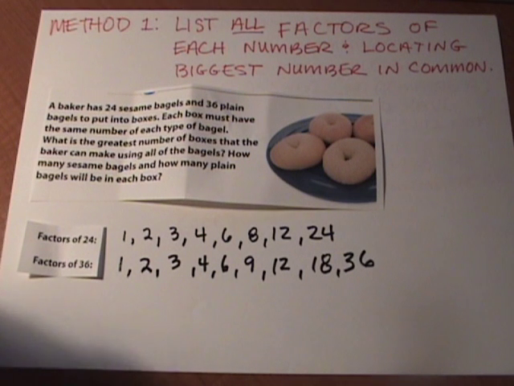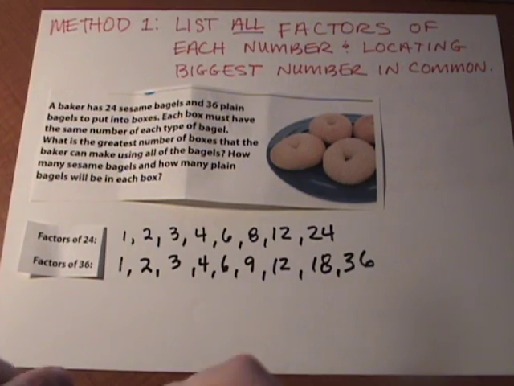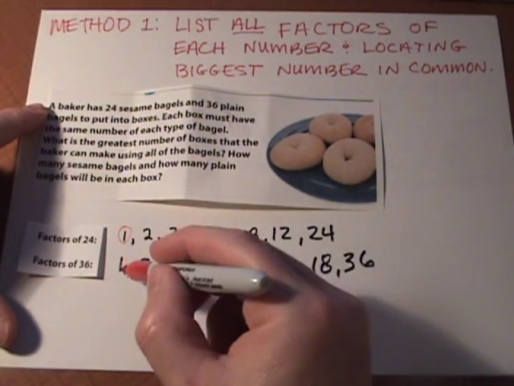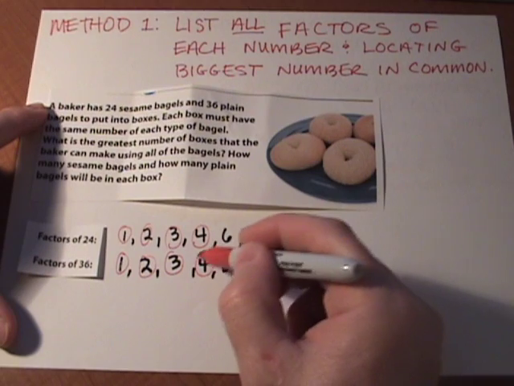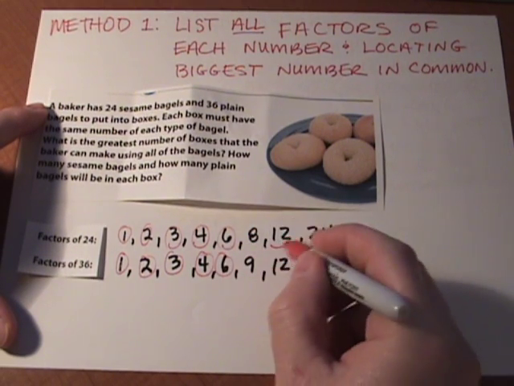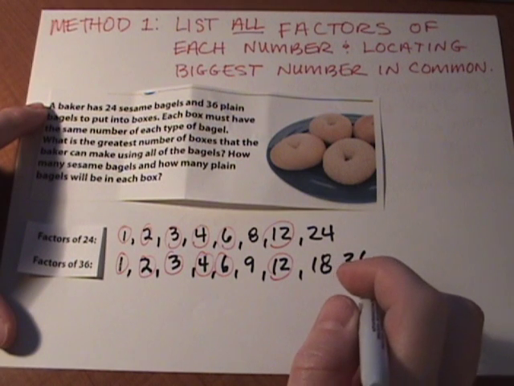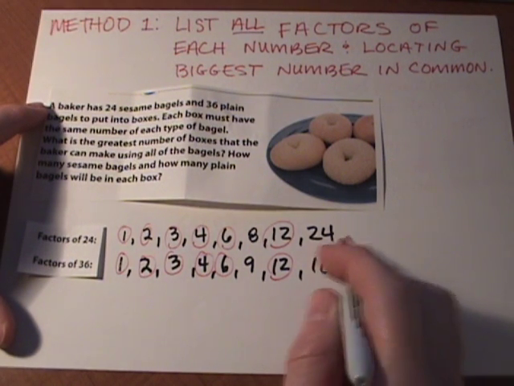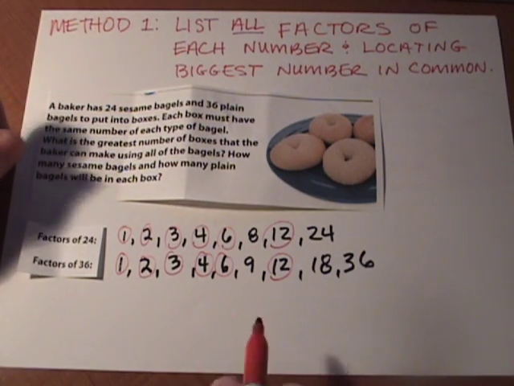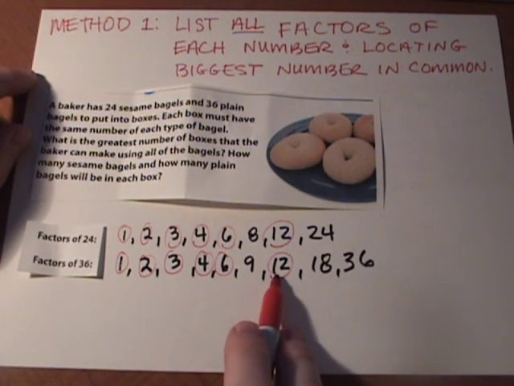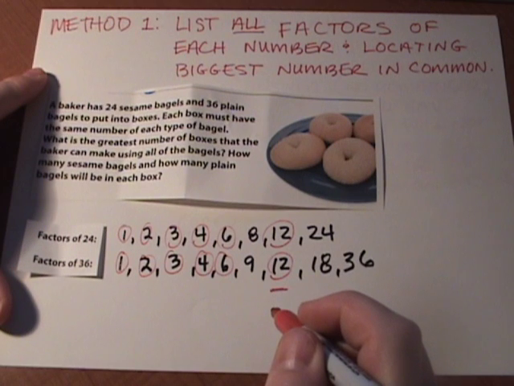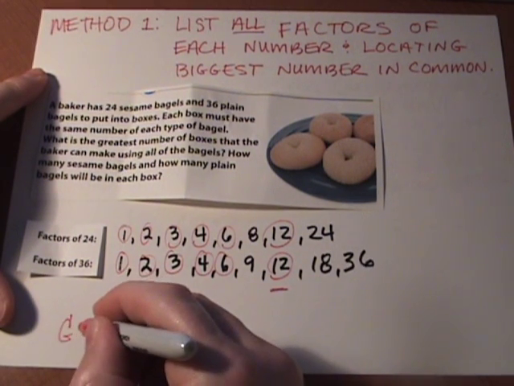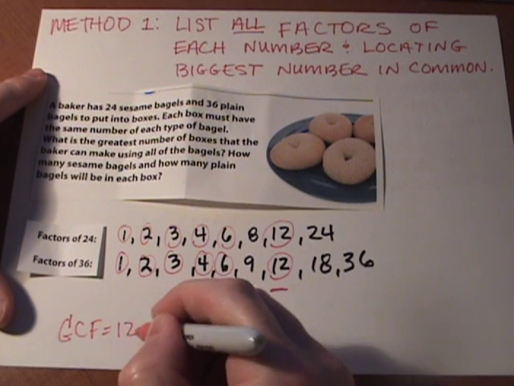Okay? So the next step in this is to identify all the common factors. So here we're going to circle all the factors that are common. So 1 and 1, 2 and 2, 3 and 3, 4 and 4, 6 and 6, 8 and 9, nope, 12 and 12, 24 and 18 are not, and then 36 doesn't have, there's not a 36 in 24. So the common ones are 1, 2, 3, 4, 6, and 12. Now we're looking for the greatest, so the greatest common factor between these two numbers is 12. So GCF equals 12.